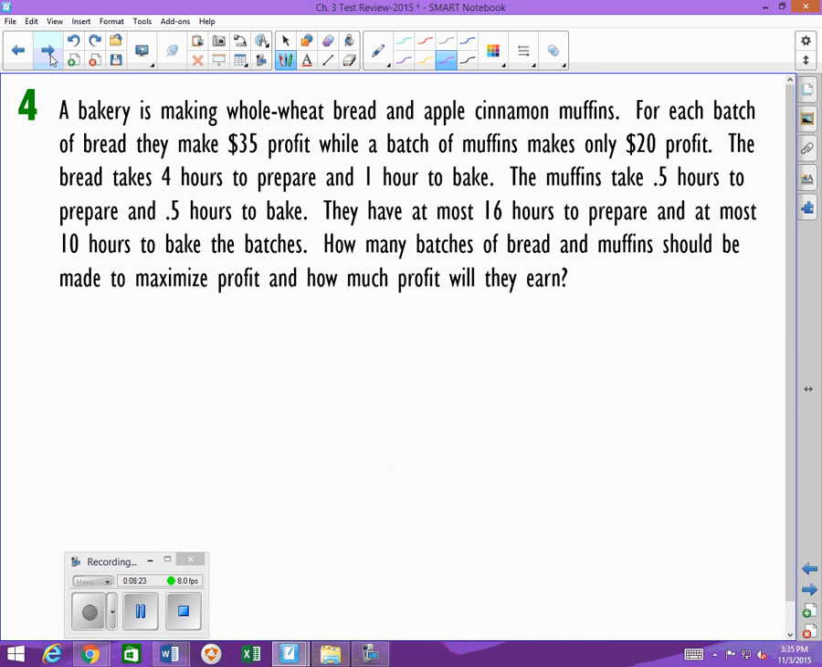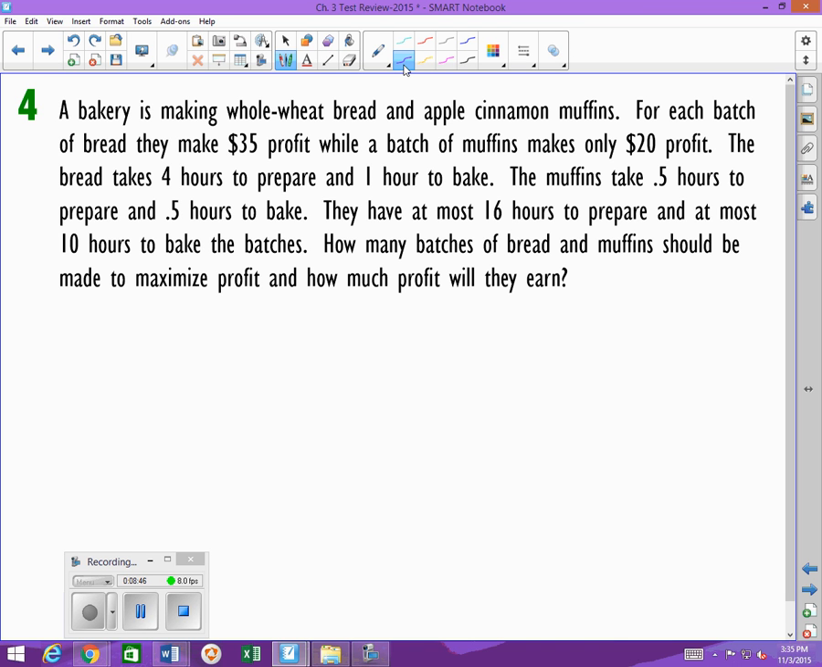Finally, if we have a bakery making whole wheat bread and apple cinnamon muffins, for each batch of bread they make $35 profit, while a batch of muffins makes $20. The bread takes 4 hours to prepare and an hour to bake. The muffins take a half an hour to prepare and bake. They have at most 16 hours to prepare and 10 hours to bake things. How many batches of bread and muffins should be made to maximize profit?